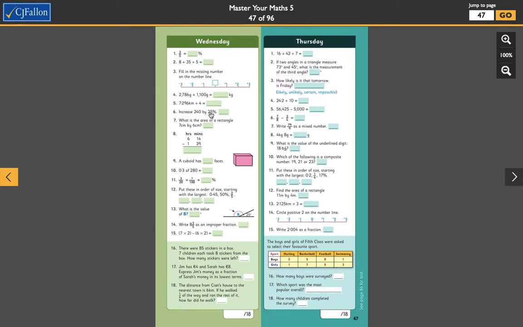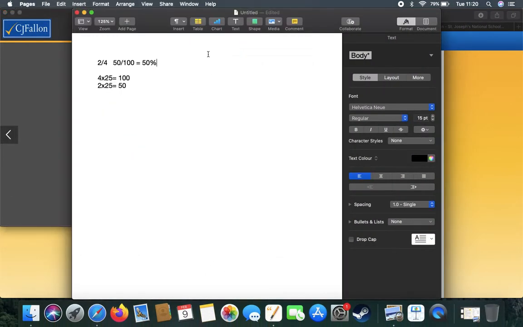So, for example, if I take the same number, let's say 240, and I want to increase 240 by, let's say, 60%. Right, we're going to increase it by 60%.